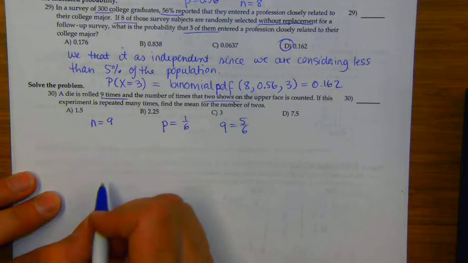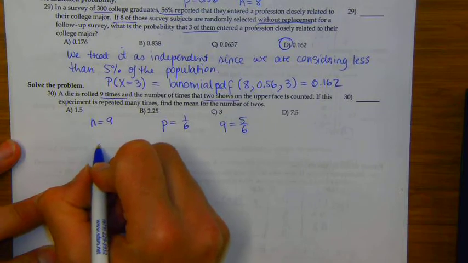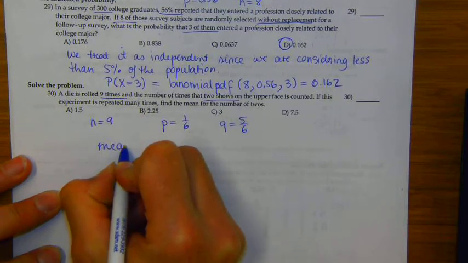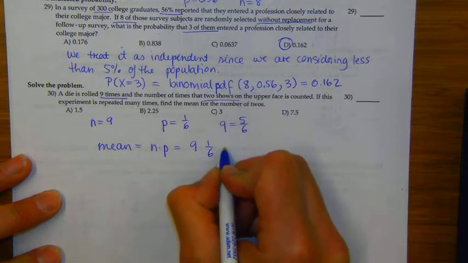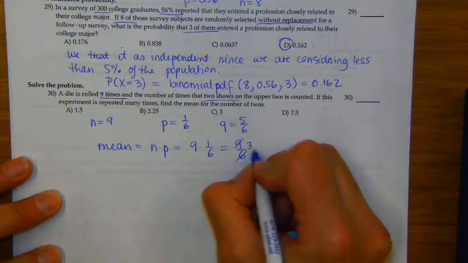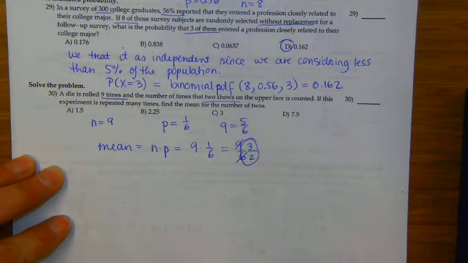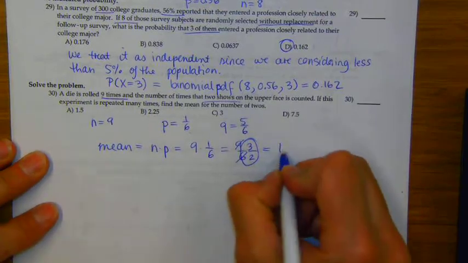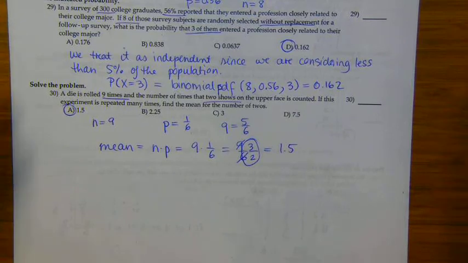To find the mean, we use the formula: the mean is equal to n times p, which is 9 times 1 over 6. So this is 9 over 6. We can cancel out a 3, which gives us 3 over 2. So our mean is 3 over 2, which is 1.5. So that's our last question, and the answer is A. All right, wonderful.